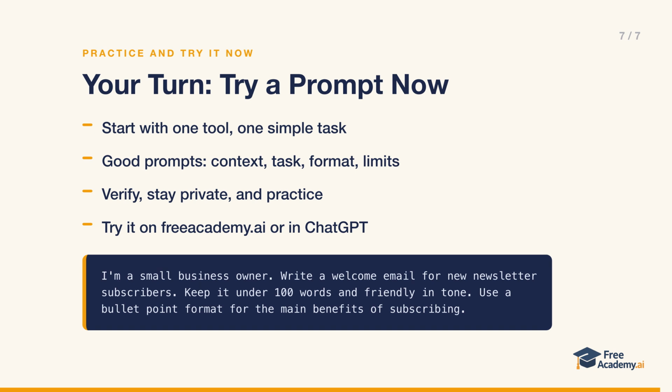If you don't know what to ask, start with something you'd normally Google. If a response wasn't helpful, add more context or ask for a revision. Now it's your turn. Try that small business welcome email prompt right now, either in the interactive prompt playground on this lesson page at FreeAcademy.ai, or by pasting it straight into ChatGPT or Claude. In the final lesson, we'll learn how to stay updated in the fast-moving world of AI.